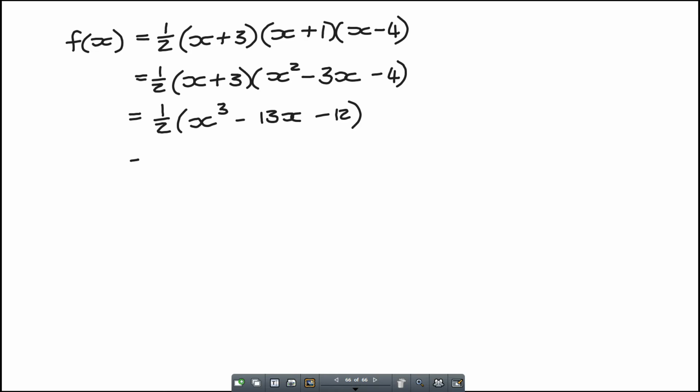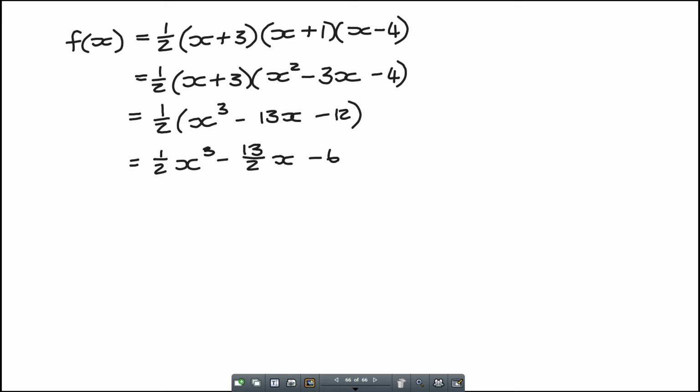And now I multiply in that half. Listen, it wouldn't have been wrong if you first multiplied in the half into that first bracket and then multiplied the first two. Onthou, it's multiplication. Order doesn't matter. As long as you get rid of all those brackets. Okay, so jy gaan finaal eindig met a half x to the mag 3 minus 13 over 2x minus 6.